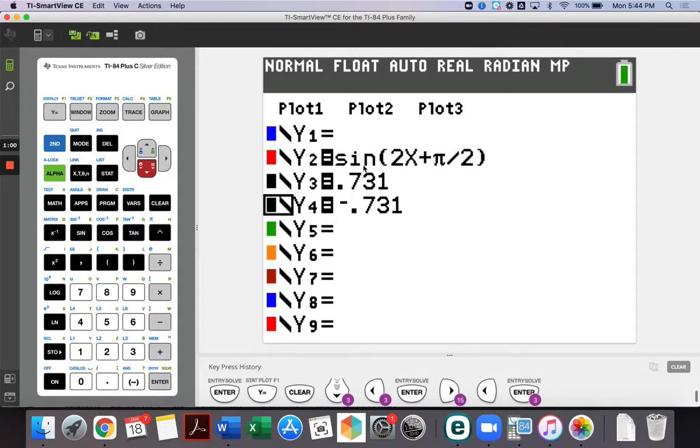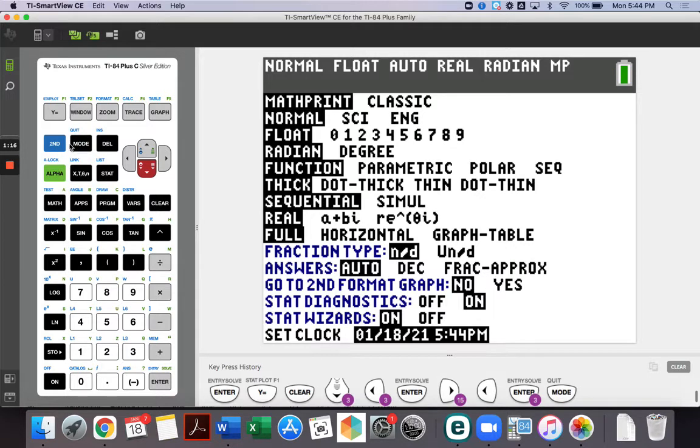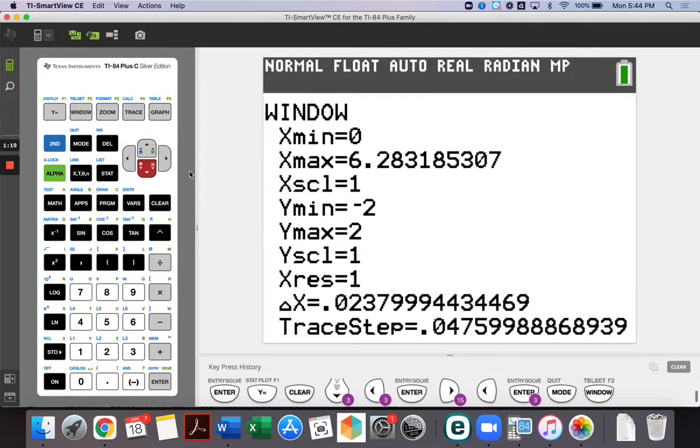Now here you see in my y equals screen, I have sine of 2x plus pi over 2, 0.731 and negative 0.731. Just graphing each of those individually. So now I want to make sure that I am in the correct mode. I am in radian mode, and I'm going to set my window from 0 to 2 pi. Now I know we're going to find all of our solutions, but using this 0 to 2 pi, it's going to just be a little bit more clear where our solutions exist and how we can project them out beyond just this particular window. So I'm going to go ahead and graph this.